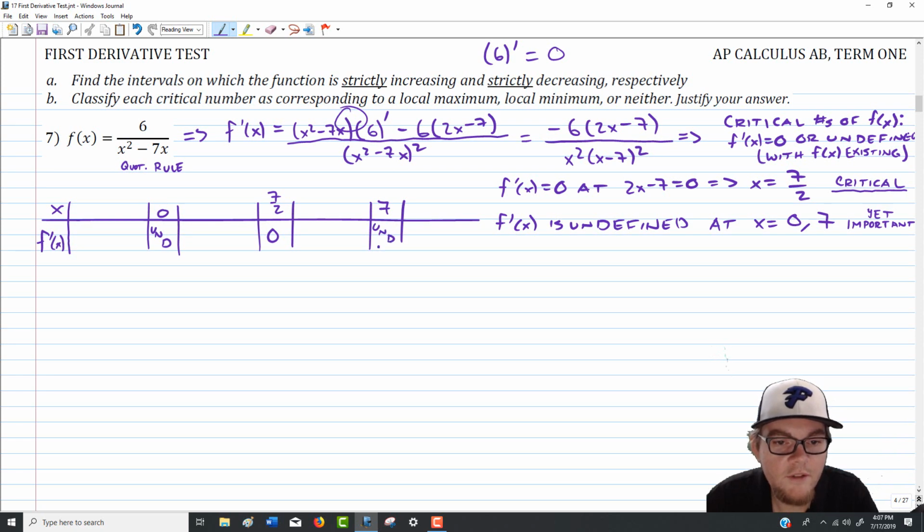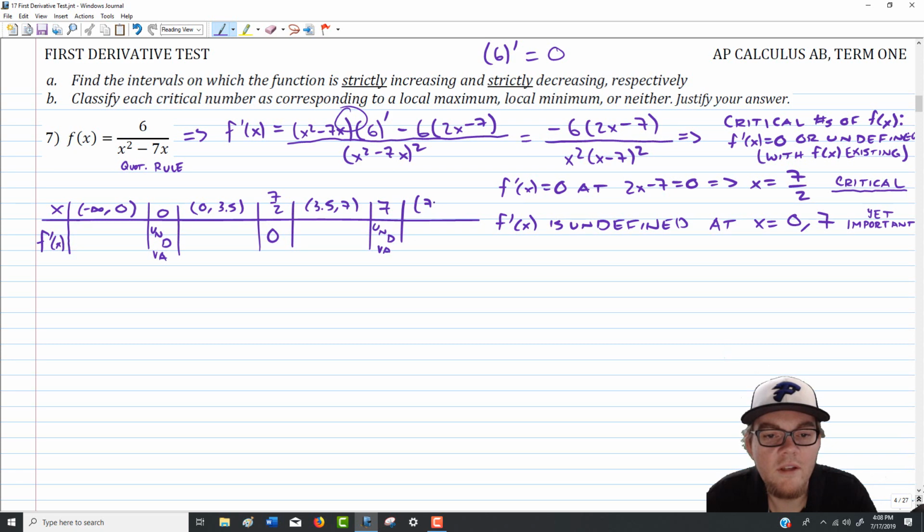In our table, it's our first one I think that we've run into this with. 0 and 7 are undefined due to vertical asymptotes. So I'll just make that note. Otherwise, what we're responsible for is figuring out the sign of the slope from negative infinity to 0, 0 to 3.5, 3.5 to 7, and 7 on to infinity and beyond.